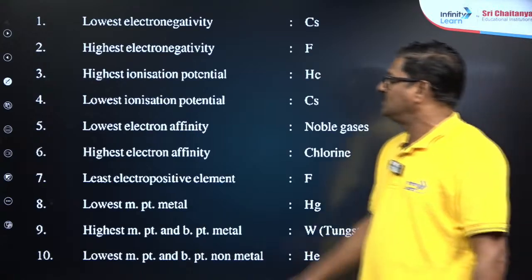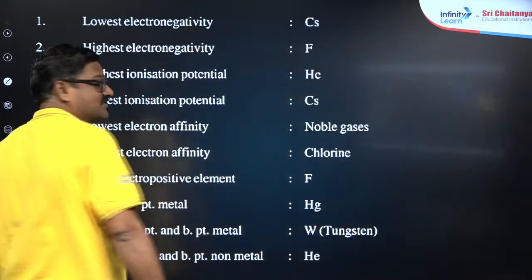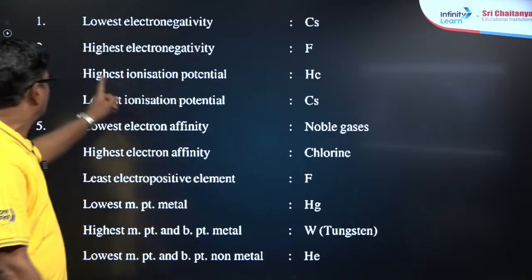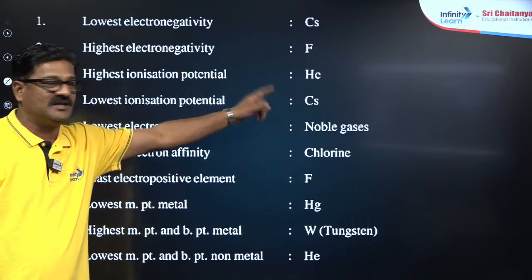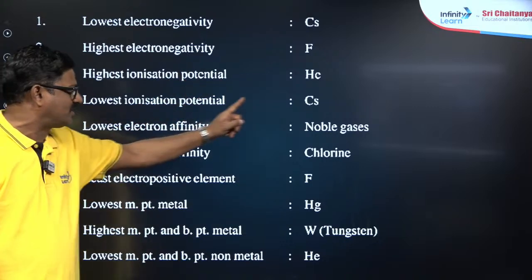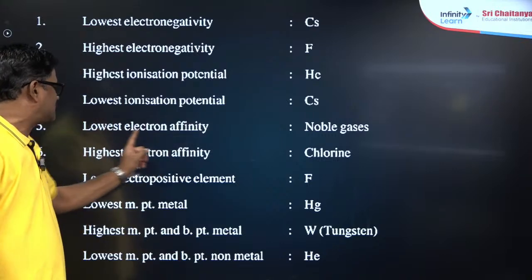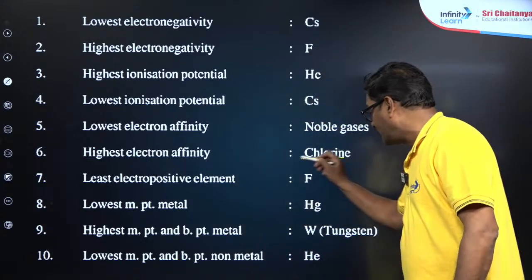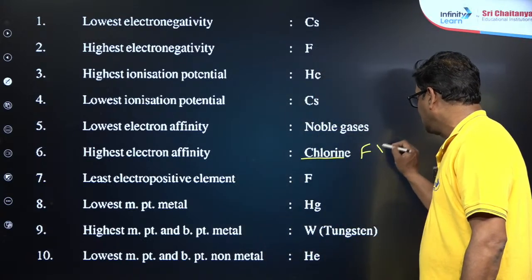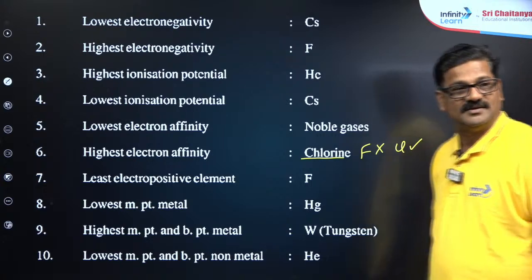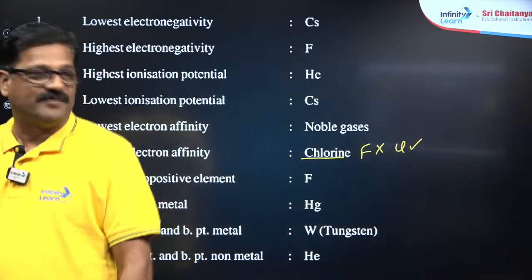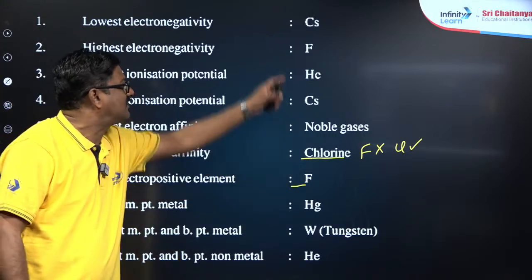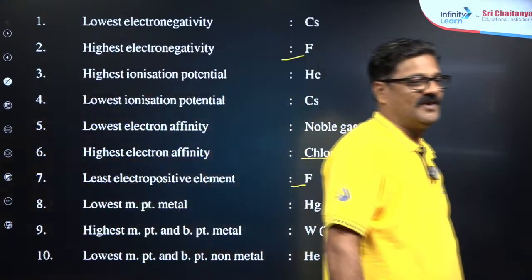Now let's talk about the element with the lowest electronegativity, cesium. Highest electronegativity, fluorine. Highest ionization potential element, helium. Lowest ionization potential, cesium. Lowest electron affinity, noble gases. Highest is going to be chlorine. A very important thing: fluorine is not, it is going to be chlorine. Mind it, it is going to be chlorine. Fine. And least electropositive element. This is interrelated, right?